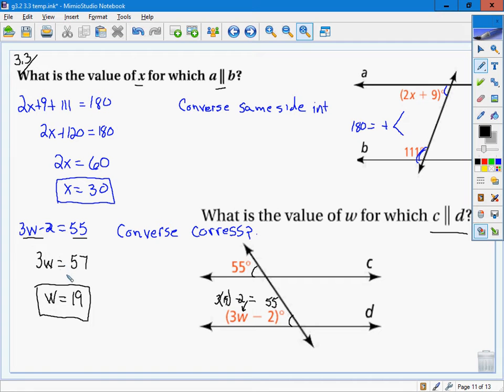Why does the A is parallel to B? Why do you set that to 180? Because these are same side interior. And same side interior said they add up to equal what? 180. These are corresponding. And corresponding angles are equal or congruent. Okay?